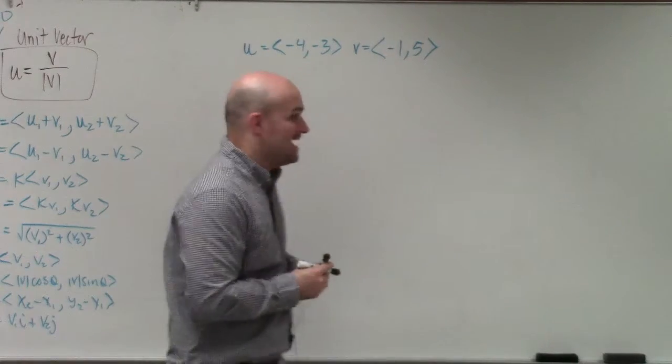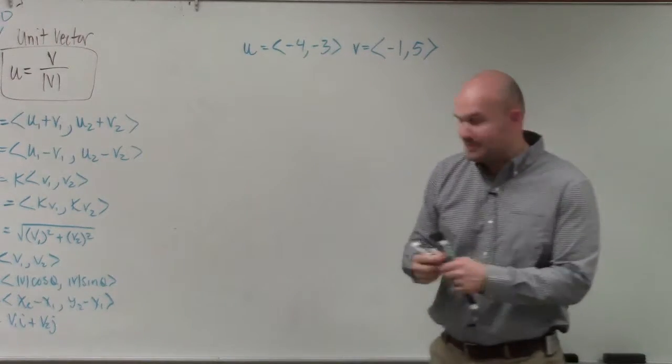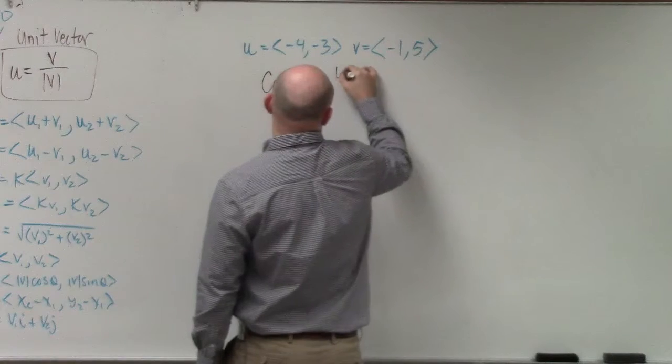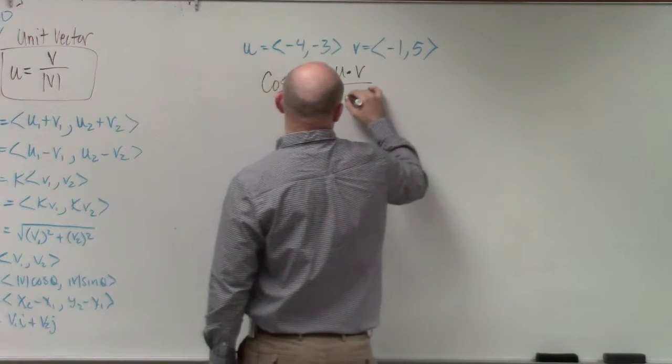So what we're going to do is the angle between two vectors, that's what it's asking. Oh, there's a nice little formula. So the formula is cosine of theta equals u dot v divided by the magnitude of u times the magnitude of v.